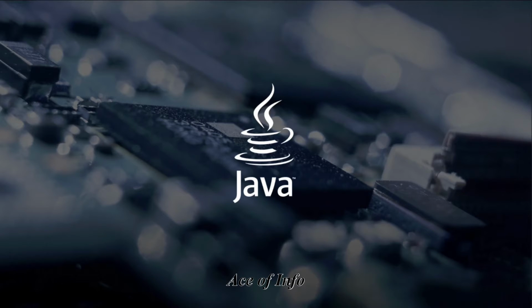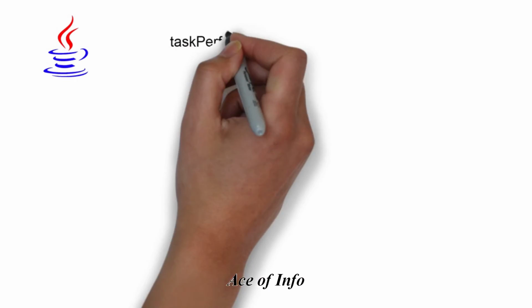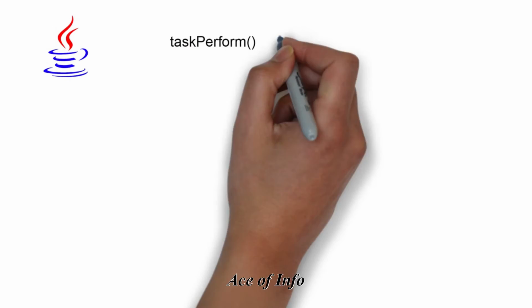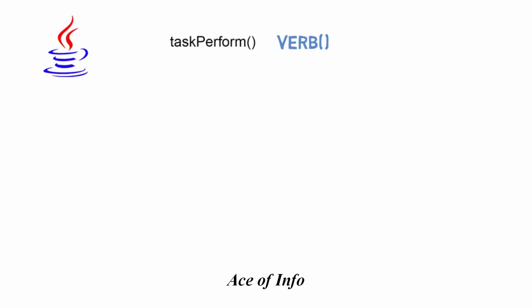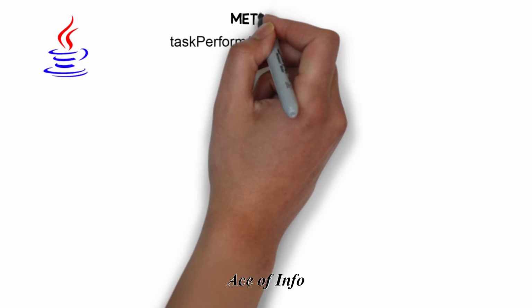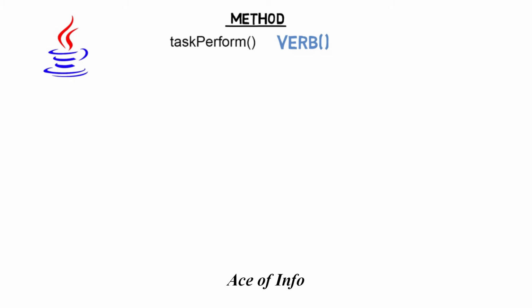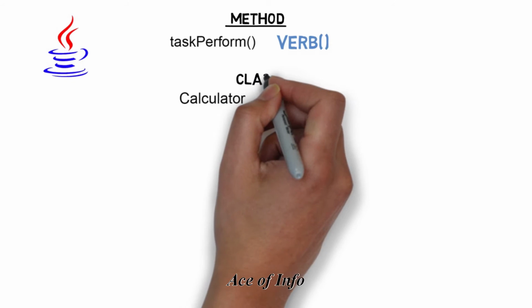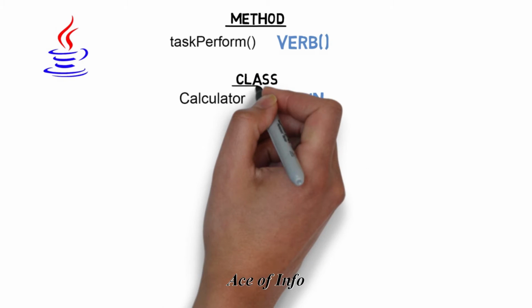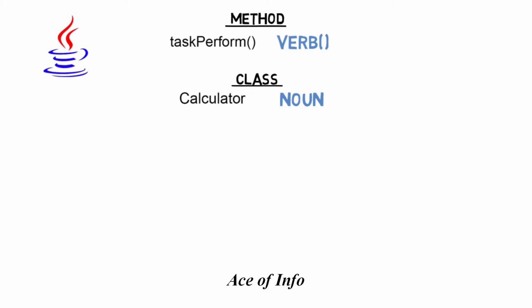Now let's take some names quickly and try to realize what they are. First this one, performTask(). What is this? This is a verb with parentheses. Therefore, it should be a method. When we have a verb, it is a method. Then this one, Calculator. It has a capital first letter and it is a noun, so it should be a class. We name classes with nouns. Therefore this should be a class.